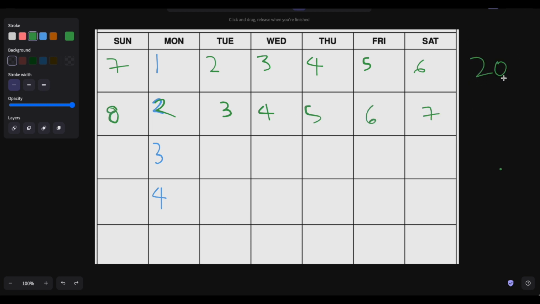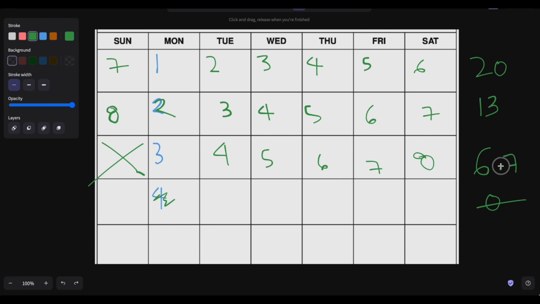So this first week, we start with 20 days. Once we process the entire week, we have 13 days remaining. Once we process this week, we have 6 days remaining. So if we have 6 days remaining, that means we have 4, 5, 6, 7, 8, and nothing for the 7th day. Then if we subtract what would be a full week's worth, 7, we end up with no more days to process.